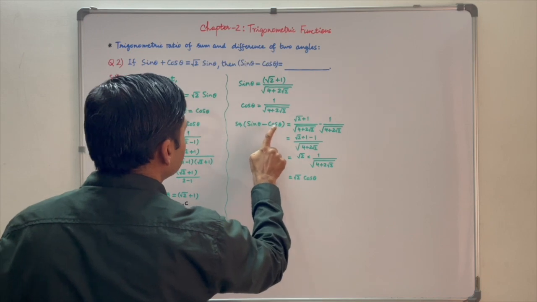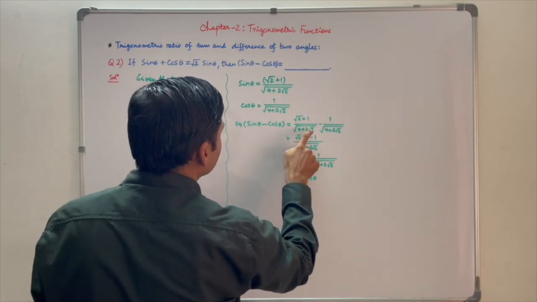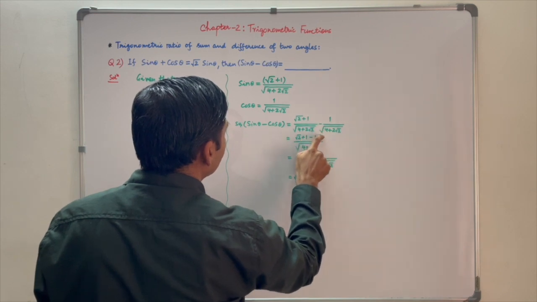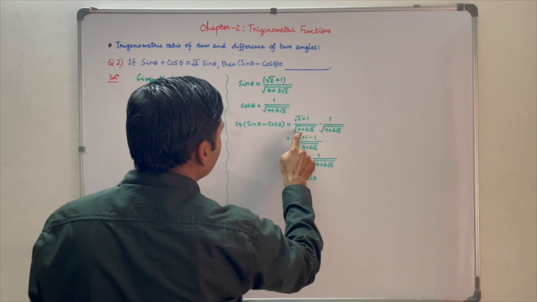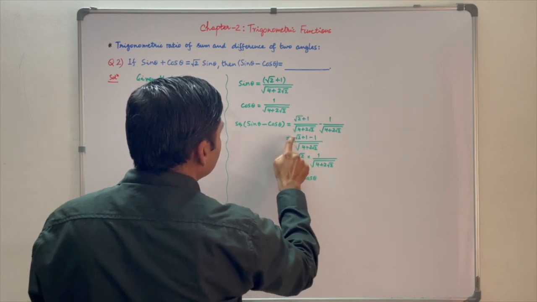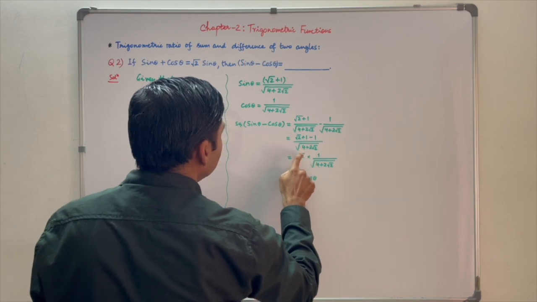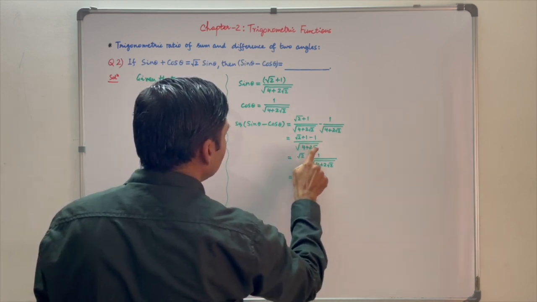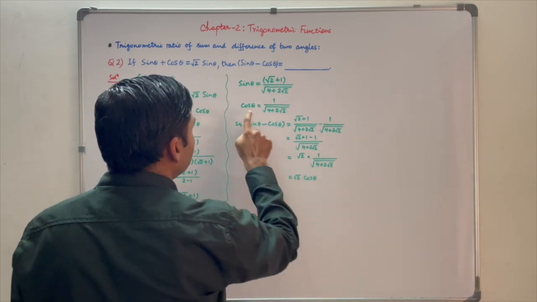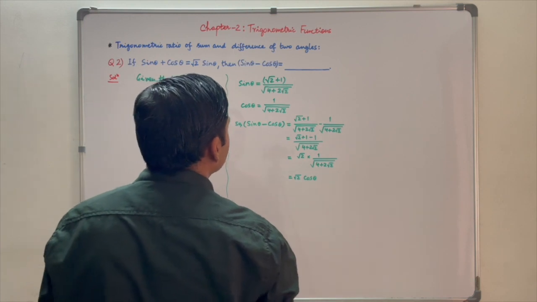So sin theta minus cos theta is equal to root 2 plus 1 upon root 4 plus 2 root 2 minus 1 upon root 4 plus 2 root 2. Take LCM as root 4 plus 2 root 2. So it is root 2 plus 1 minus 1. Plus 1 minus 1 gets cancelled. So it will be root 2 into 1 upon root 4 plus 2 root 2. This is equal to cos theta. So the answer is root 2 cos theta.